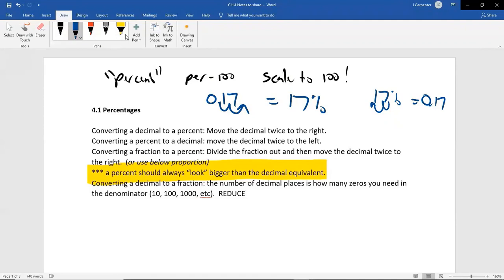Converting a fraction to a percent, all you've got to do is divide the fraction out. You've got calculators, so you don't even have to worry about long division. Just type A divided by B, and then move the decimal twice to the right. Why do you do this last part? Because after you divide the fraction, you'll have a decimal, and then you're just converting a decimal to a percent. So it's kind of a 2-parter.